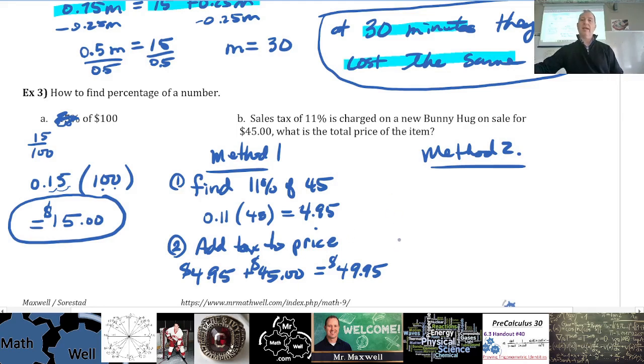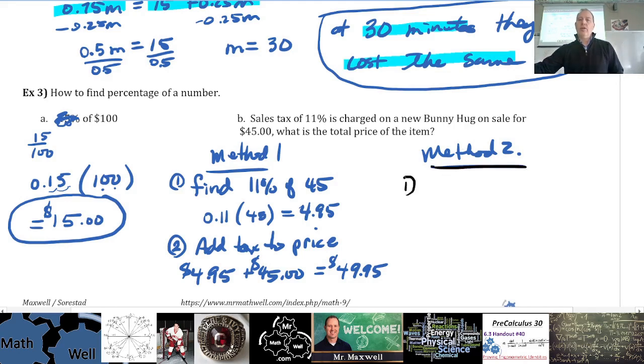Now that's step 1. That's kind of a 2-part step. Find the tax, add it to the original price. Method 2 combines those 2 steps. And this is one you're going to want to learn. So I'll do this one in black. So method 2 in black.